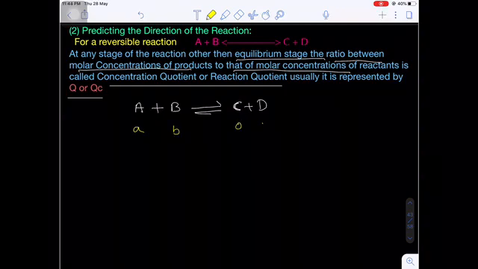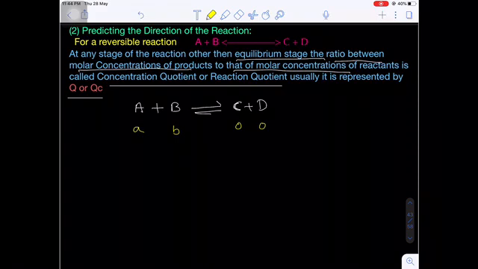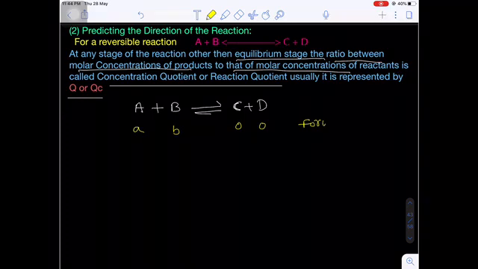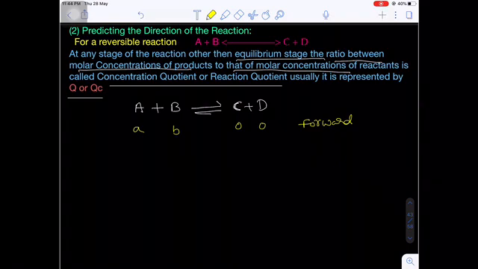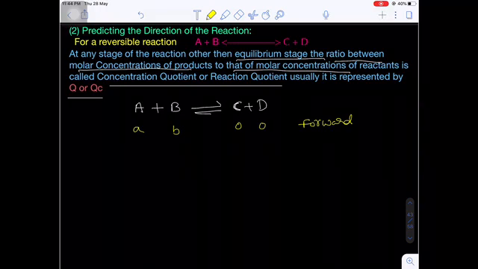There will be no products, let's suppose. Now this reaction will obviously occur in the forward direction only. Why? Because there is no product, only reactants are there. Obviously the reactants have to combine to give the product. That means the reaction is favorable in the forward direction. Are you getting my point?